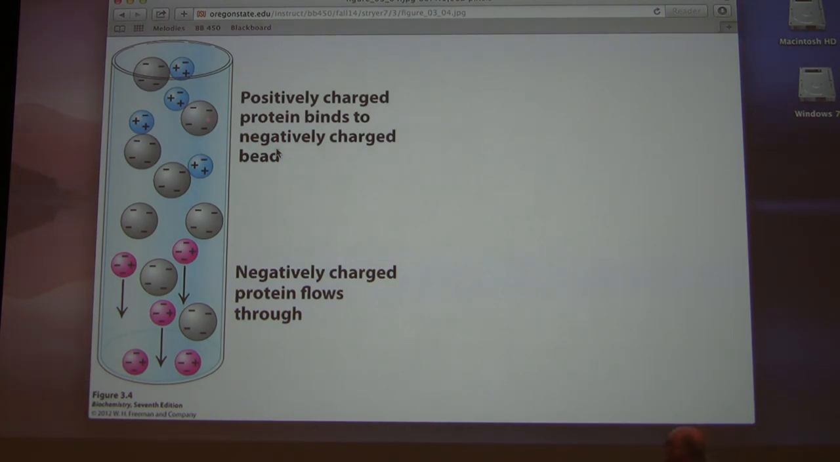What this method does is it relies not on beads with tunnels in them, but on beads with charges on them. This particular example shows beads with negative charges on them. What's going to stick to them when I pour through a mixture of proteins? The proteins that are the most positively charged are going to stick the most. The ones that are the most negatively charged are going to stick the least, and they're going to come out first.